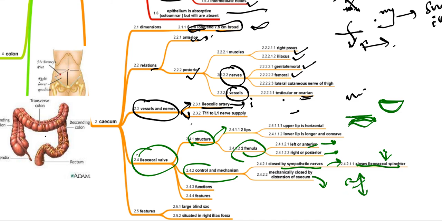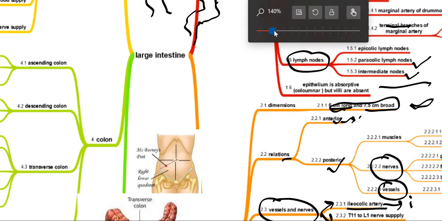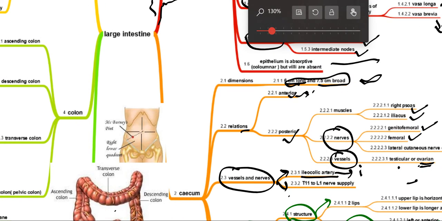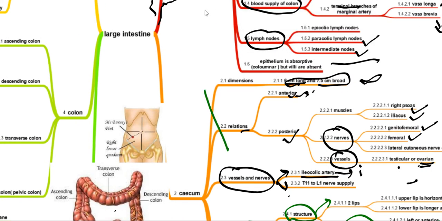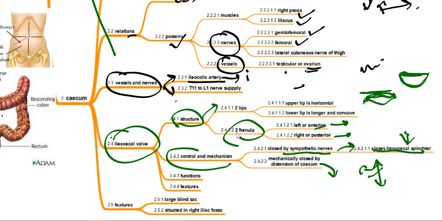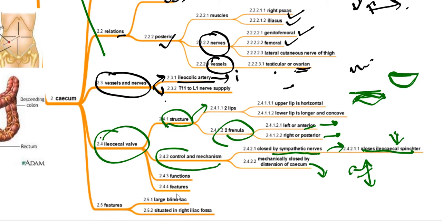Then it is a large blind sac situated in the right iliac fossa.